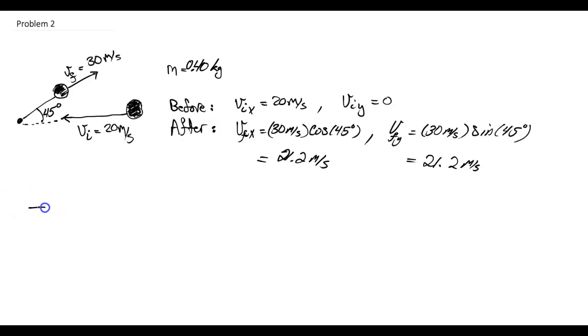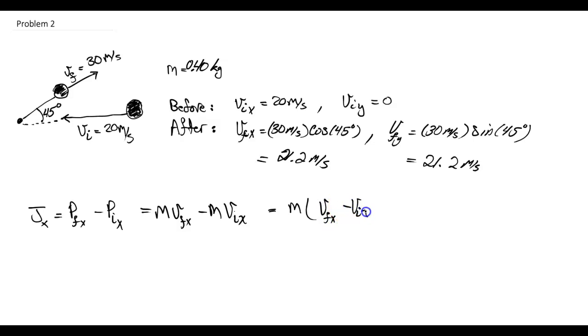And as we know, if we wanted to find the impulse in the x direction, that is p final x minus p initial x, which is m v final x minus m v initial x, which is the same as m times v final x minus v initial x, or 0.40 kilogram times 21.2 meters per second minus 20 meters per second.